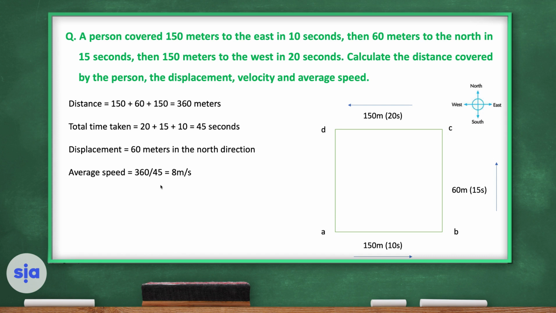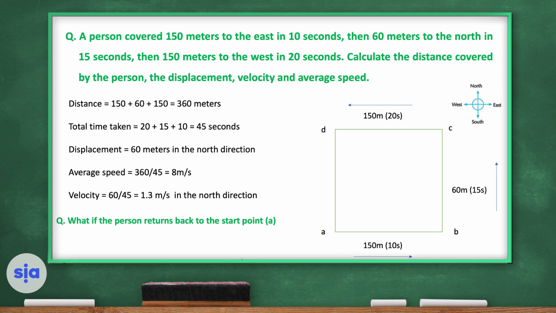Average speed is the total distance covered over the total time taken. So the average speed is 360 divided by 45, which is 8 meters per second. While the velocity is the displacement divided by the time taken. So it's 60 divided by 45. It will give us 1.3 meters per second. And don't forget to include the direction to the north. What is the direction of the velocity? It's the direction of the displacement.